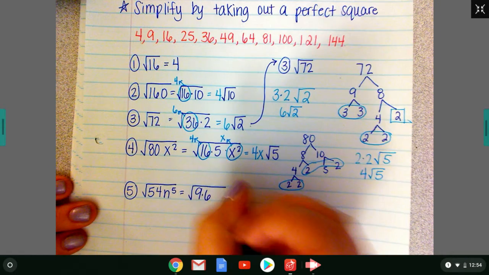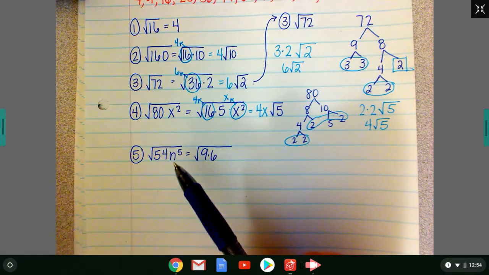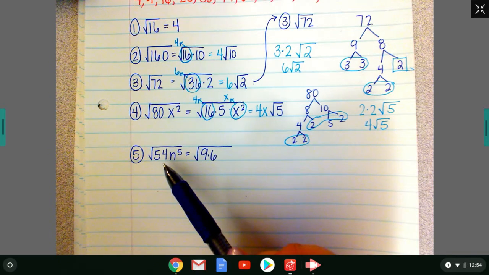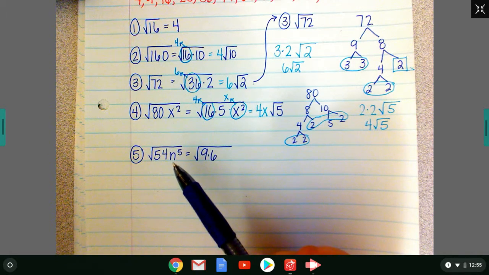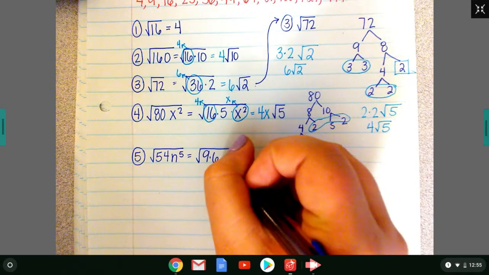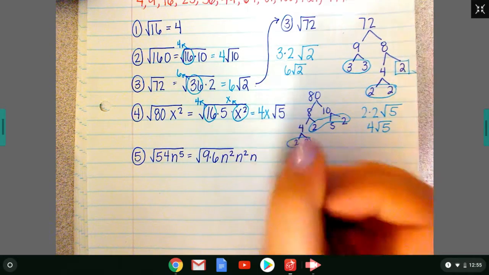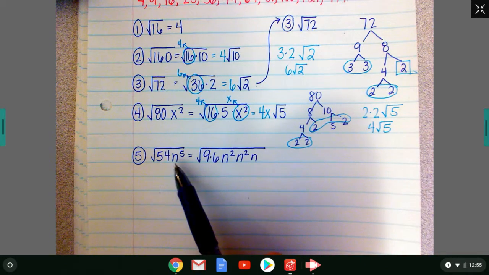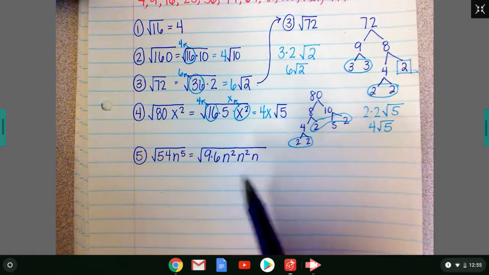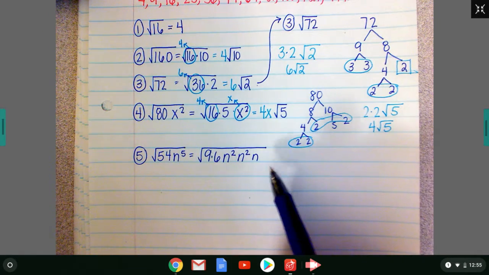9 times 6. And then let's break down this n to the 5th a little bit more. I'm trying to, with my numbers, make them be perfect squares when I break them down, and I want to do the same thing with my variables as well. So I want to try to break down this n to the 5th into squares. So I have 5 n's to work with. Maybe if I just write them a different way. So like if I wrote it as n squared, n squared, n, notice here I have 5 n's. Still 5 n's, just written a different way.